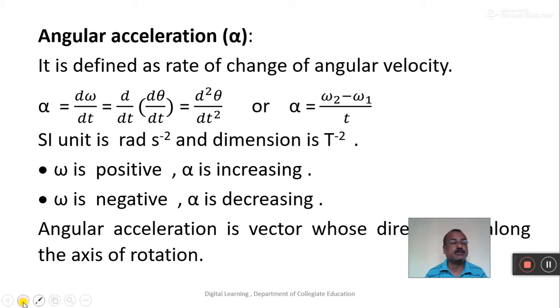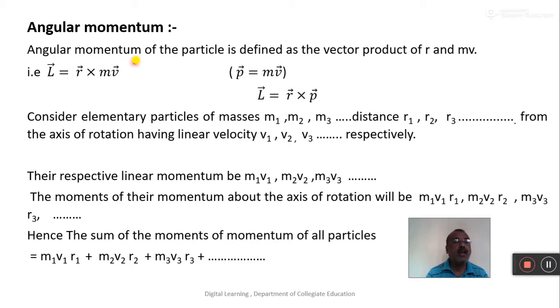Angular acceleration. The rate of change of angular velocity is called angular acceleration. The SI unit is radian per second squared. Angular momentum. The angular momentum of a particle is defined as the vector product of r and mv. It can be explained like this.